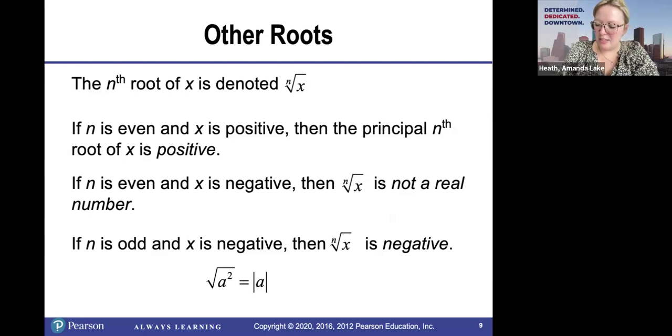And if we ever have the square root of a number squared, then we get the absolute value of that number. So the square root of 4 squared is just the absolute value of 4, or 4 itself.